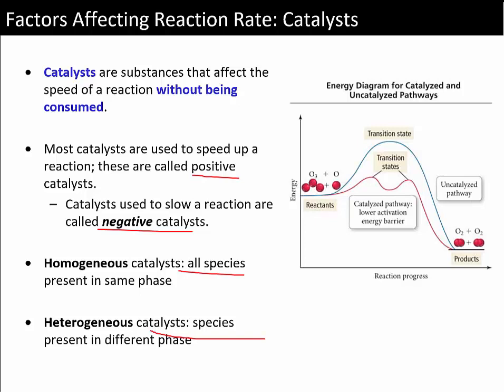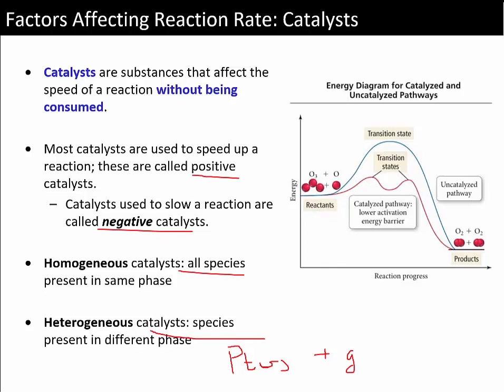So in the iodine clock reaction, you're going to have sulfuric acid be a catalyst in that reaction. It's homogeneous. The platinum catalyst in a car, in your exhaust, that's going to be a solid reacting with something that's got some sort of gas. So it's a heterogeneous catalyst.